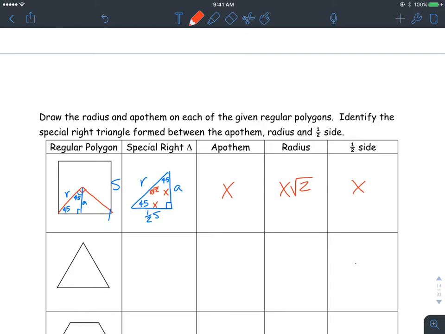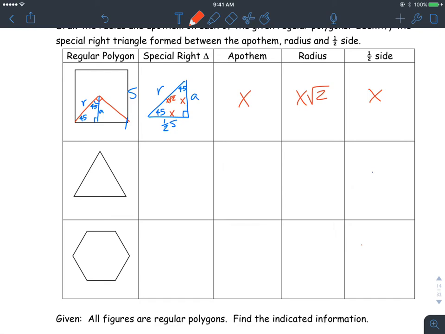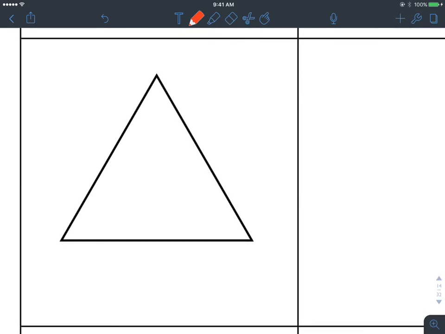Alright, the formula is not as useful on the squares because we know how to find the area of a square. You just go side times side, and that usually finds it. So it's not as useful here, but on these triangles and hexagons that we see here in a second, the special right triangles are going to be a little bit more powerful and help us out a little bit more. So we're going to do the same thing that we did right here.